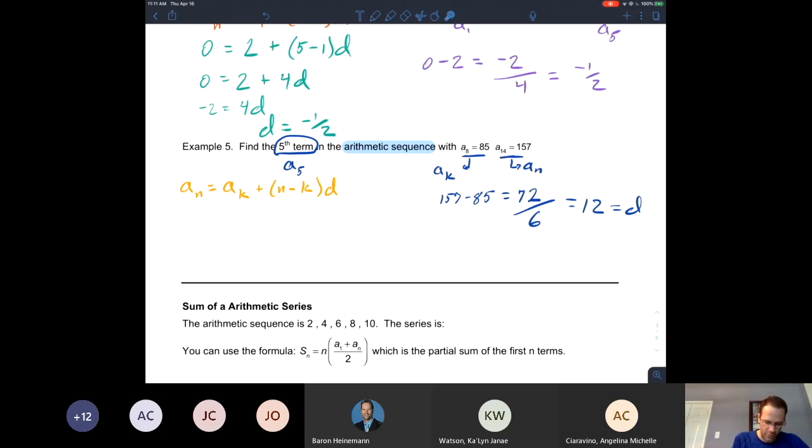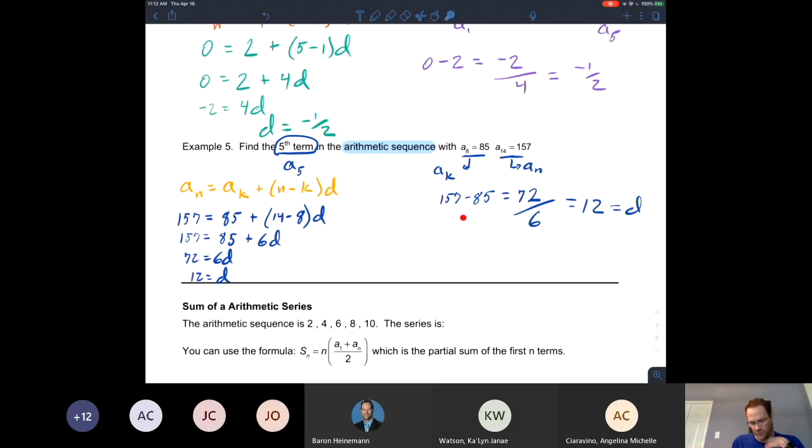And if I start plugging into this formula, a sub n is the actual term 157. A sub k is the actual term 85. But n is 14 and k is 8. So 14 minus 8 times the common difference d. Again, this is assuming we have not done this mental work and we don't know what d is. We're using the formula. And so 157 is equal to 85 plus 6d. Subtract 85, you get 72. Divide, you get 12.